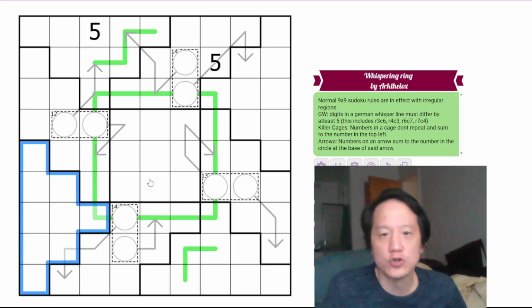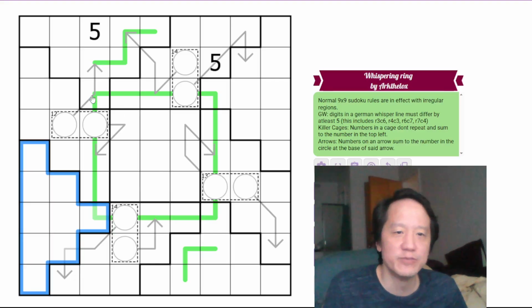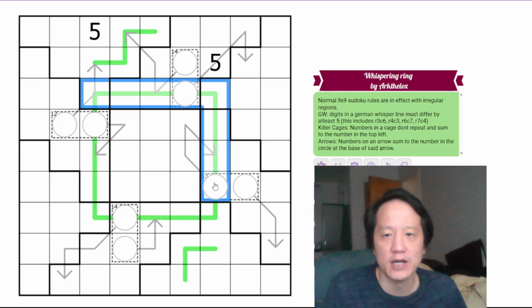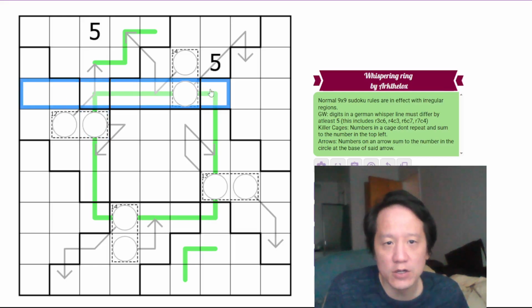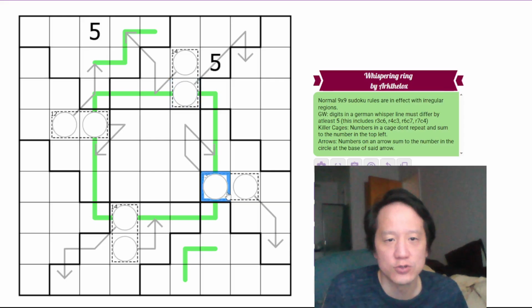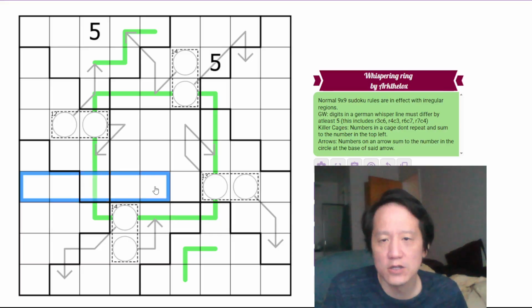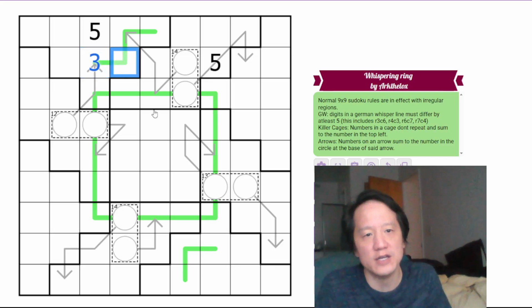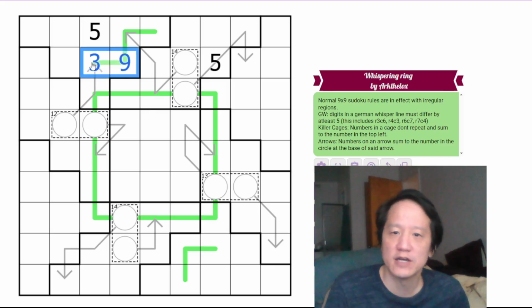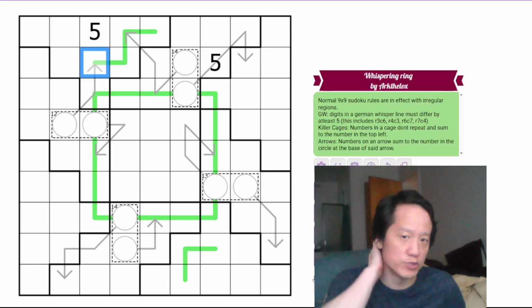We also have German whisper, which he marks as GW, where digits on a German whisper line must differ by at least 5. This includes row 3, column 6, the circles, right? Row 3, column 6, row 4, column 3, row 6, column 7, and row 7, column 4. So for example, if this were a 3, this would have to be an 8 or a 9, because those are the only digits that are 5 or more away from 3. So that's an example of how German whisper lines work.